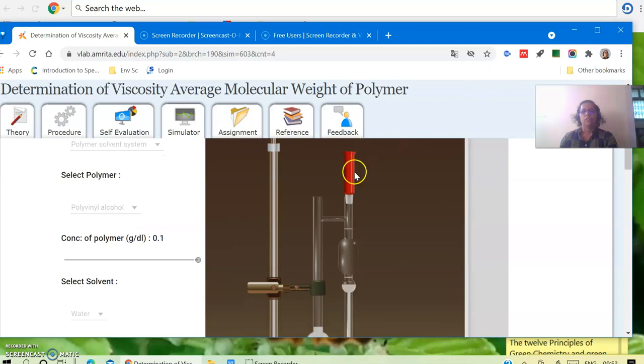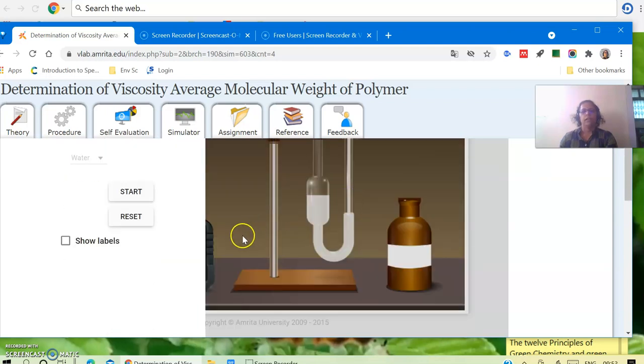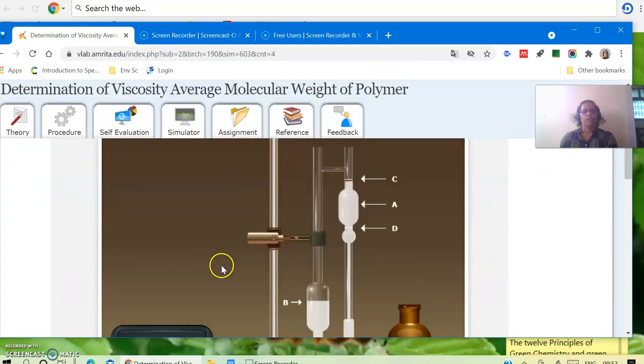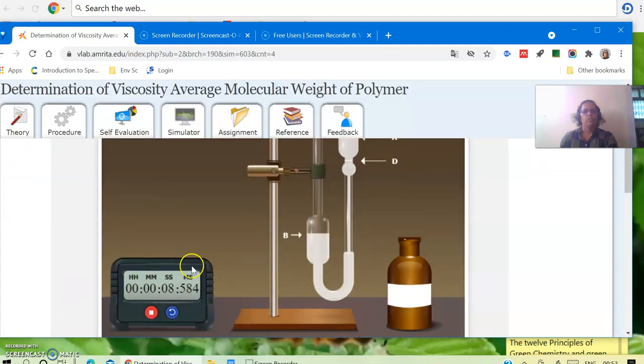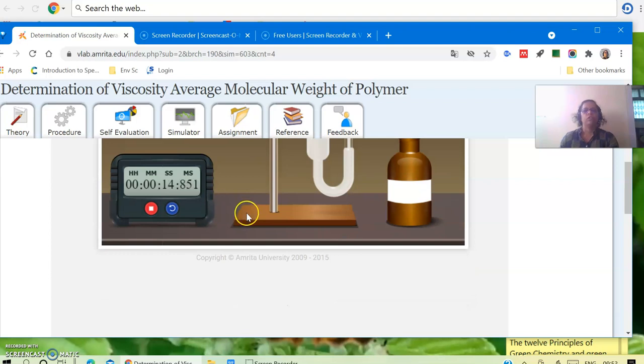So the sucker is sucking. This is a sucker here, and it is sucking the liquid. Stop when it reaches the level C, and then you can start your experiment. Start. You may show the levels, it is easy for you. Then you enlarge the screen and keep watching the stopwatch. Is that fine? So this is how you will do this virtual lab experiment.